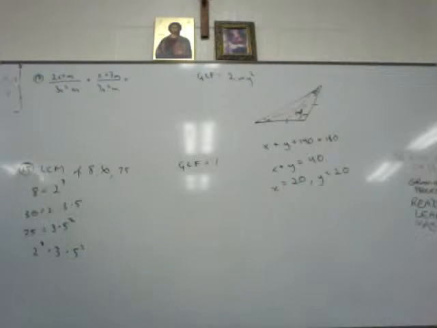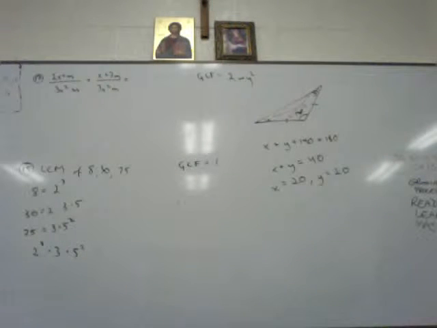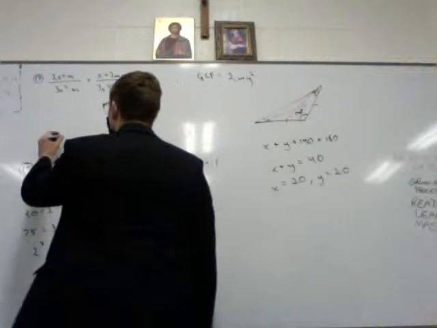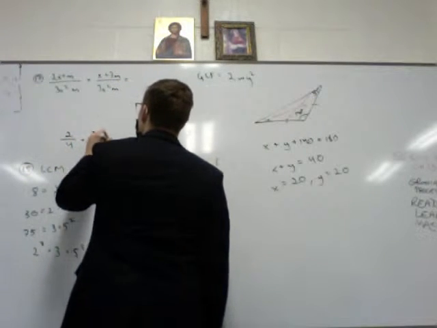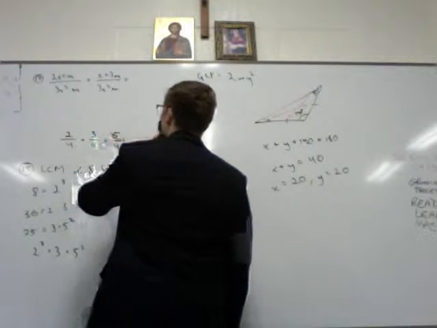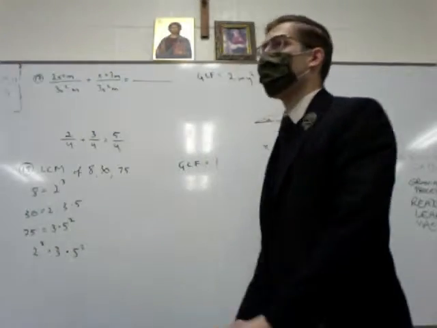How do we add fractions? Once they have the same denominator, we do what? How do you add 2/4 and 3/4? They have the same denominator. 5/4. How'd you get that? You just add the numerators, and the denominator does what? Stays the same. So we're going to do the same thing here. We're going to add the numerators, and the denominator will stay the same.